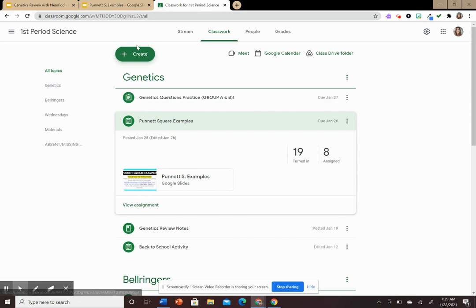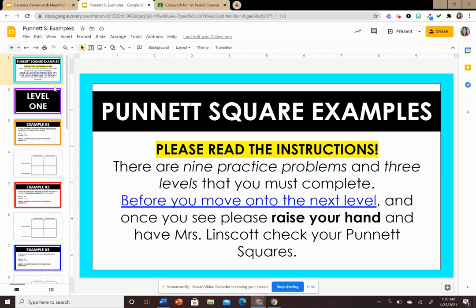So you're going to go ahead and open that up, and this is what's going to pop up. This is going to be a little bit different for you. So there are 9 practice problems and 3 levels. And after you complete a level in class, you were supposed to raise your hand, and I was supposed to come and check to make sure you did your Punnett square correctly. But since you are not in class and you are now doing this at home, you will just have to do all of it on your own and wait for me to grade it.